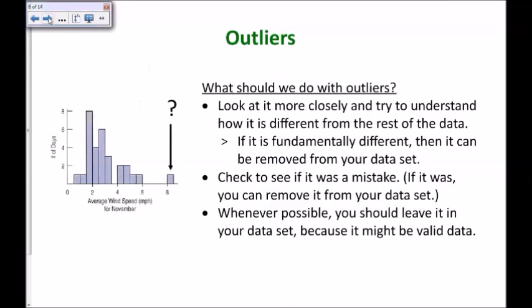So let's talk more about outliers. What should we do with outliers? First of all, we should look at them more closely and try to understand how they are different from the rest of the data. Is something else happening? Is it some kind of a subgroup in our data that we didn't really notice was there? Okay, if the outliers are fundamentally different for some reason, it can be removed from your data set. Don't be too quick to do that, but if it's very different for some reason, then feel free to remove it from your data set.